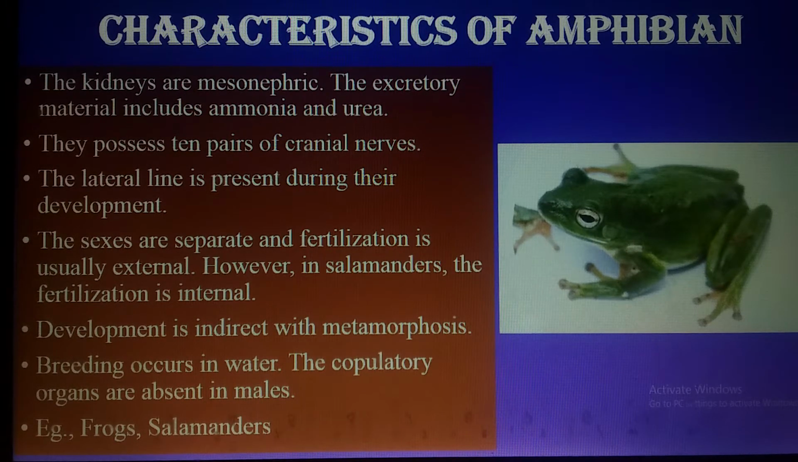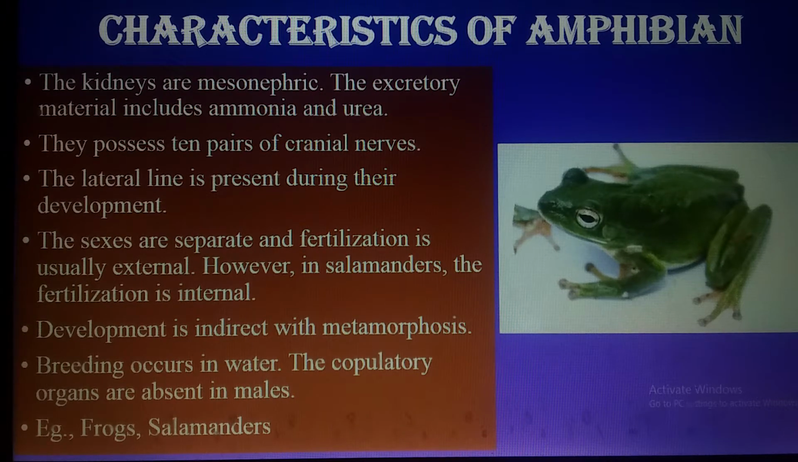However, in salamanders, in some types, in subclasses of the amphibians, they have internal fertilization. Development is indirect. Indirect means with metamorphosis, and I will show you. Metamorphosis. Now, breeding occurs in water, as I have told you that they live in water as well as on land. They usually go to water for fertilization purposes.